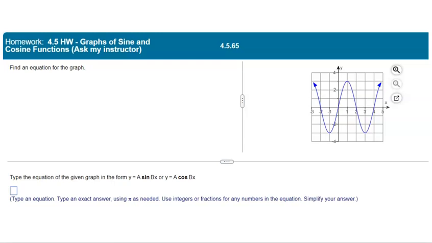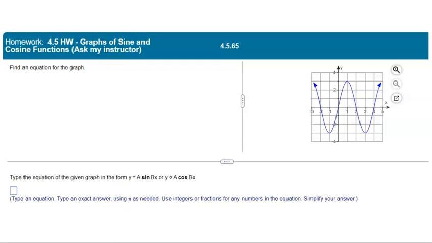Now, they have made our lives just a little bit easier because it's not bx plus c or plus d on the outside, which adds a whole other dynamic to the situation. So, two things we have to find. We have to find the amplitude, which is a, and we have to find the period, which is 2 pi over b, for sine of x and cosine of x.